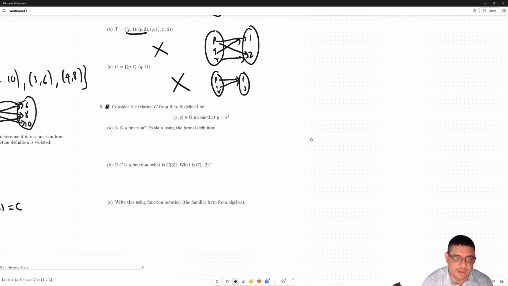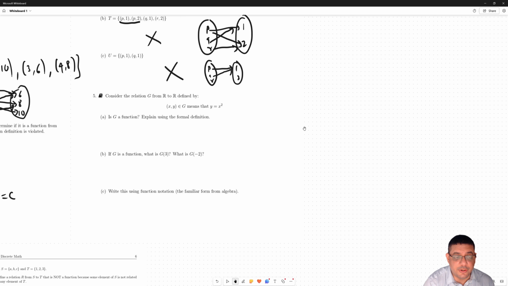Now, question number 5 talks about the relationship G from R to R defined by (x, y) belonging to G meaning that y equals x squared. Is G a function? What is G of 3? What is G of minus 2? So yes, G is a function, since for every real number you're using the relationship y equals x squared. From R to R, that's going to work out well.